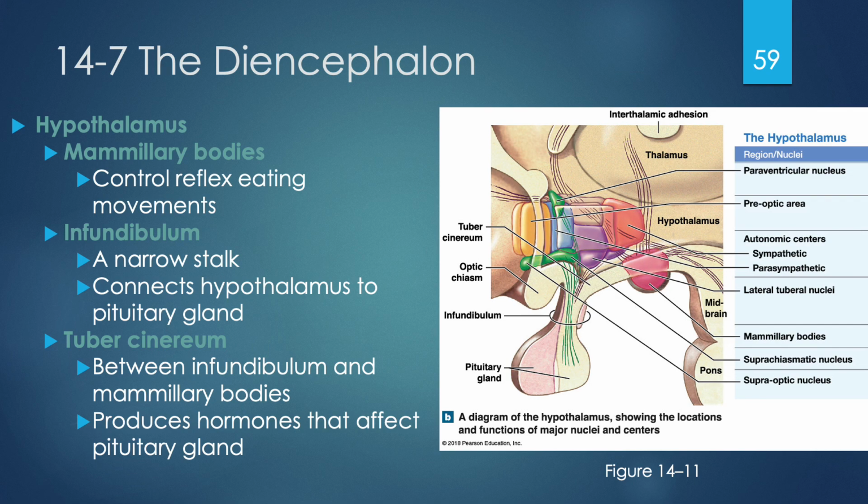So then as we look more inferior here, you can see that we have the pituitary gland hanging kind of inferiorly, and it's hanging by a stalk called the infundibulum. So the stalk will connect the hypothalamus to the pituitary gland. Also, we have the tuber cinereum, and this is just a swelling in between the infundibulum and the mammillary bodies. So it's just that little tiny space right there in between, and it's going to produce hormones that are going to affect how the pituitary gland operates.